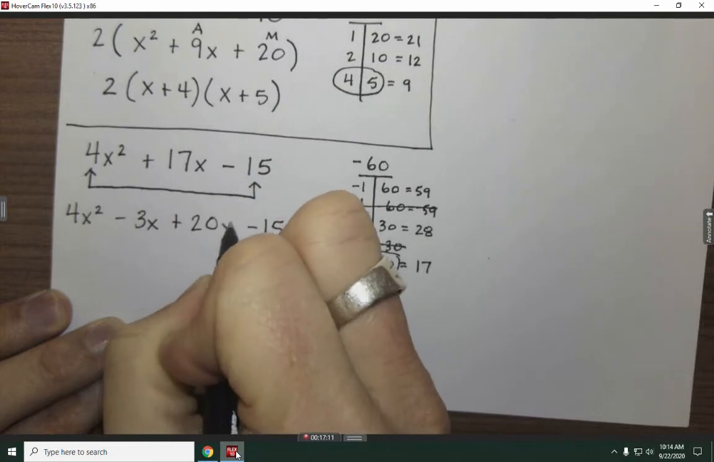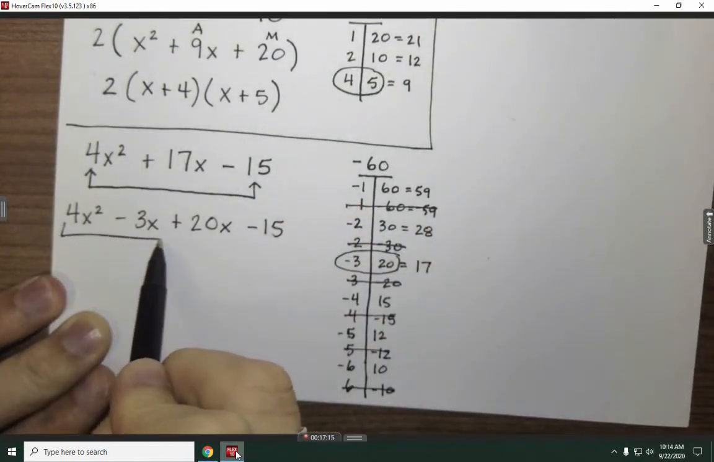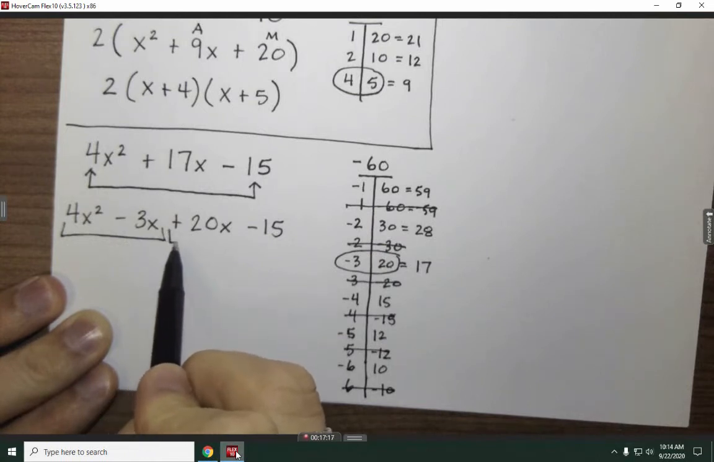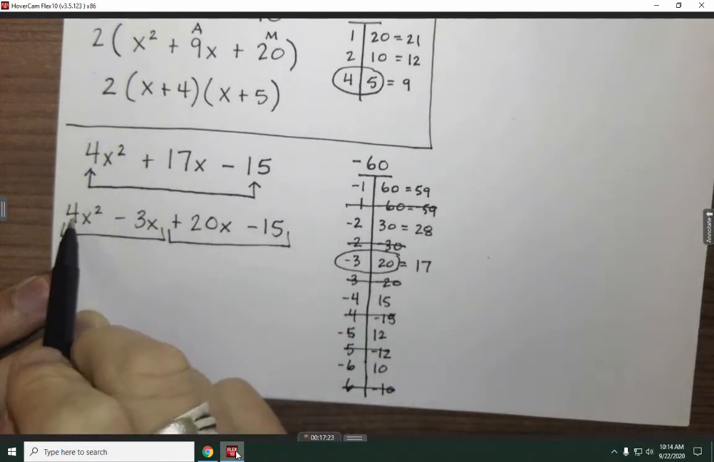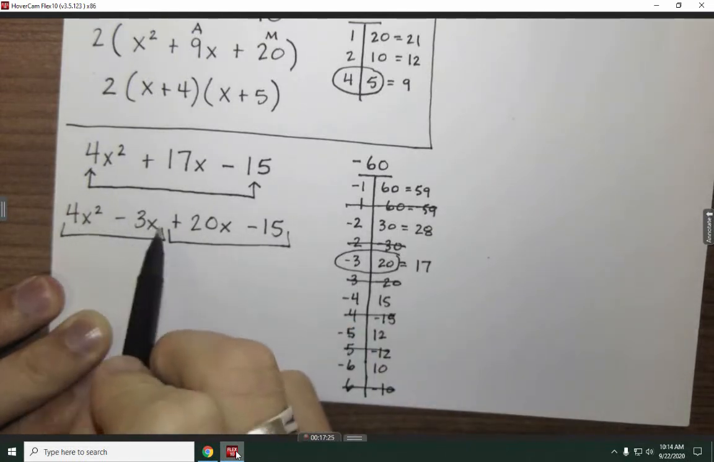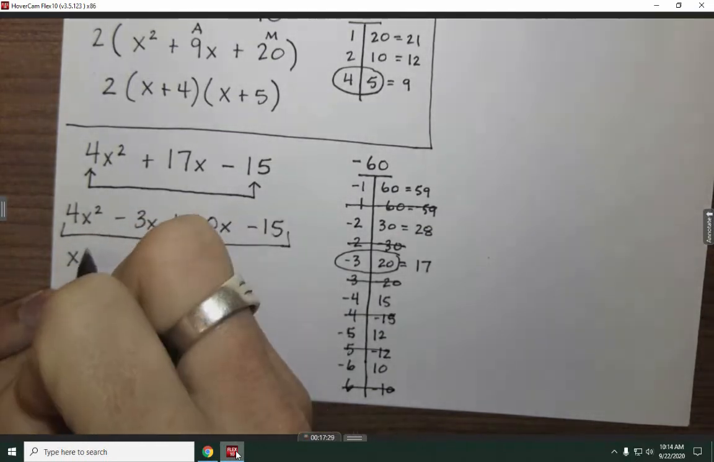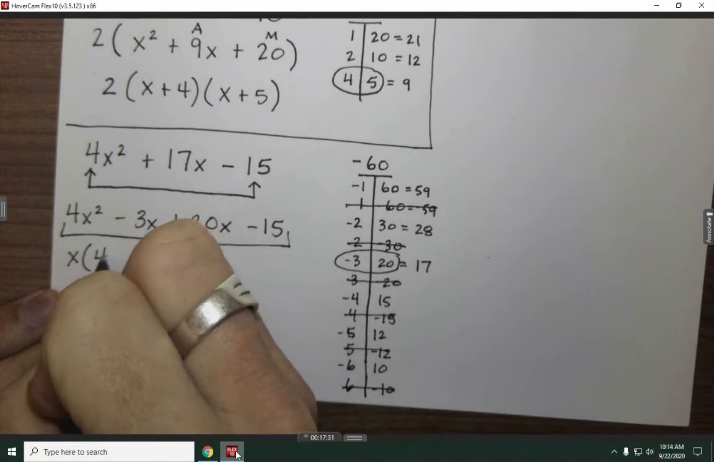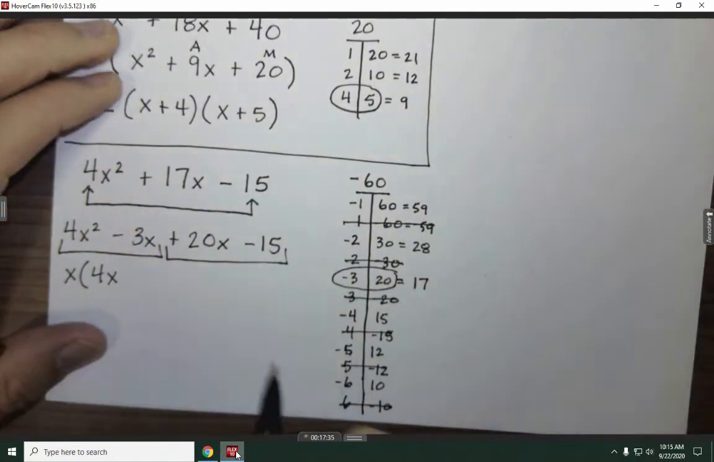20. So once again, we do the factor by grouping. We'll put these two terms together, these two terms together. And think, what do these two have in common? Well, once again, there's no numbers we can divide out of them, but they do have an x in common. So we're going to put an x there. And what's left behind is 4x minus 3.